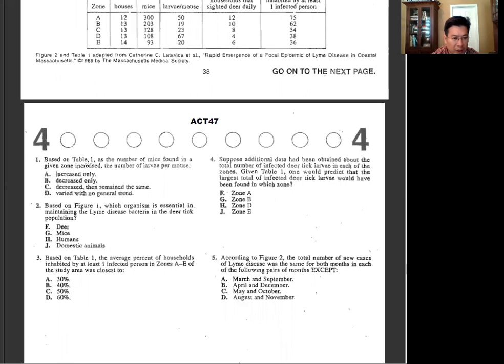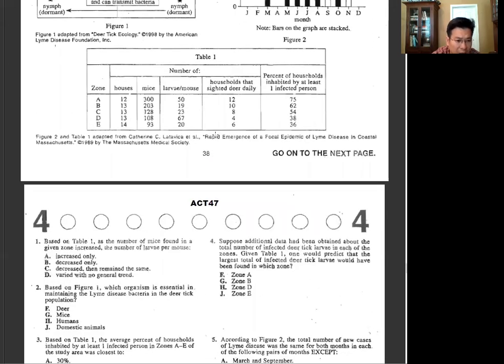Based on table 1, as the number of mice found in a given zone increased, the number of larvae per mouse... If you look at table 1, the number of mice is decreasing, and the larvae per mouse decreases and increases. So there is no general trend that we can find. Based on figure 1, which organism is essential in maintaining the Lyme disease bacteria in the deer tick population?